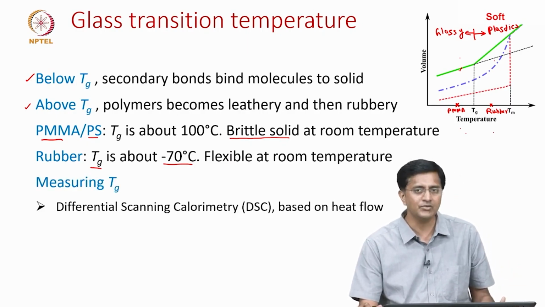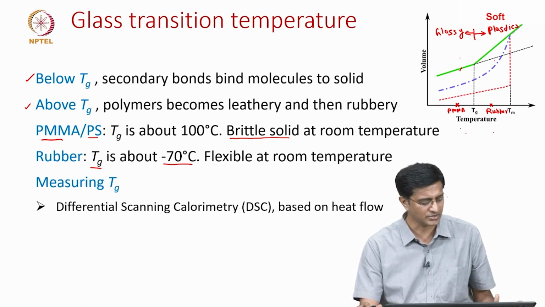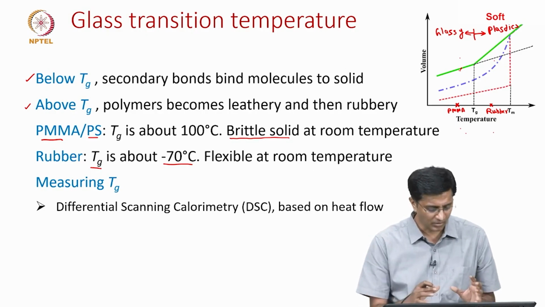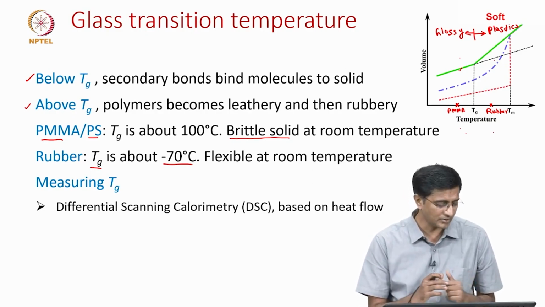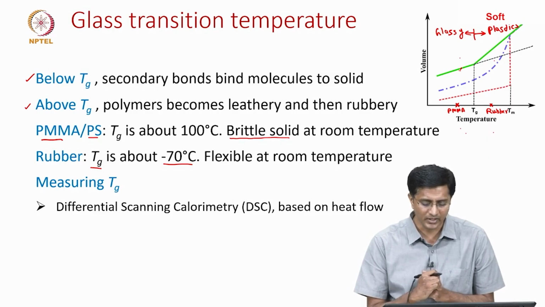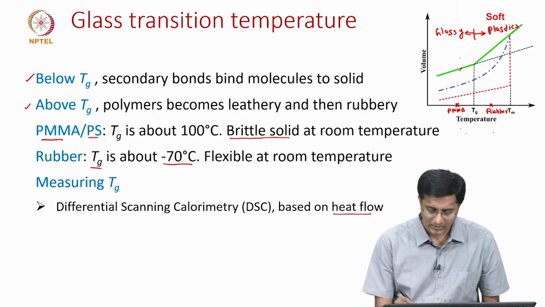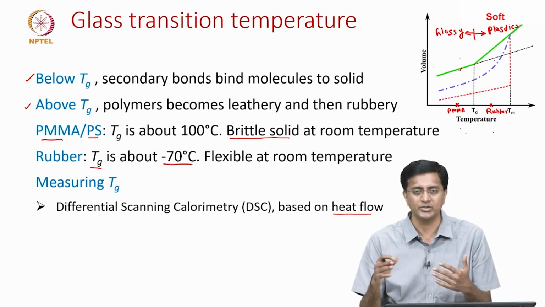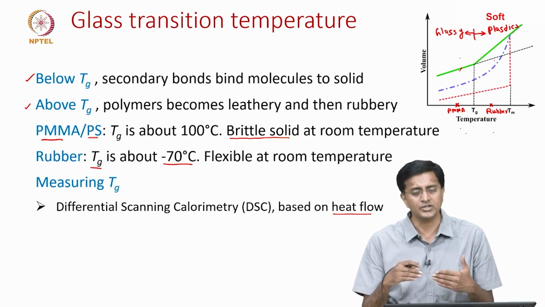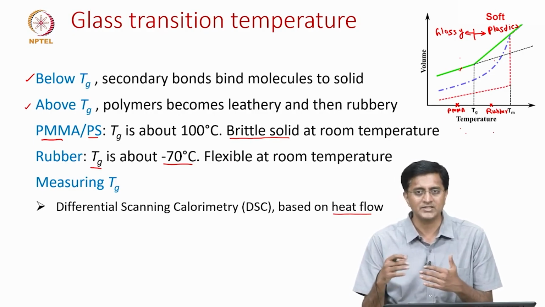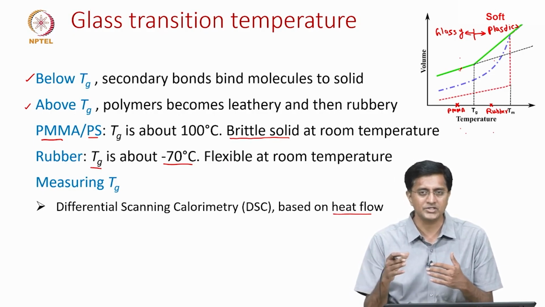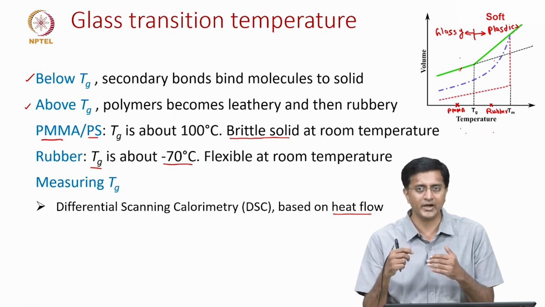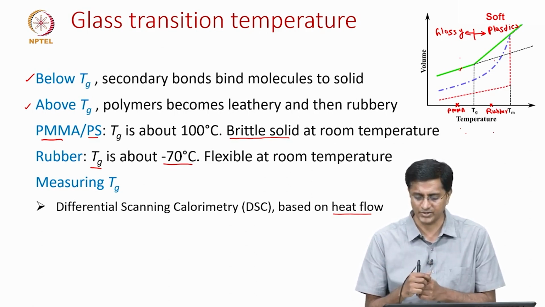I will be showing you three ways to measure the glass transition temperature, starting with the differential scanning calorimeter. This is an old method to measure the glass transition temperature, where the heat given to the polymer is measured as we increase the temperature. Depending on whether it is in the glassy state or the amorphous state, it takes different amounts of heat, and that helps us find the glass transition temperature.